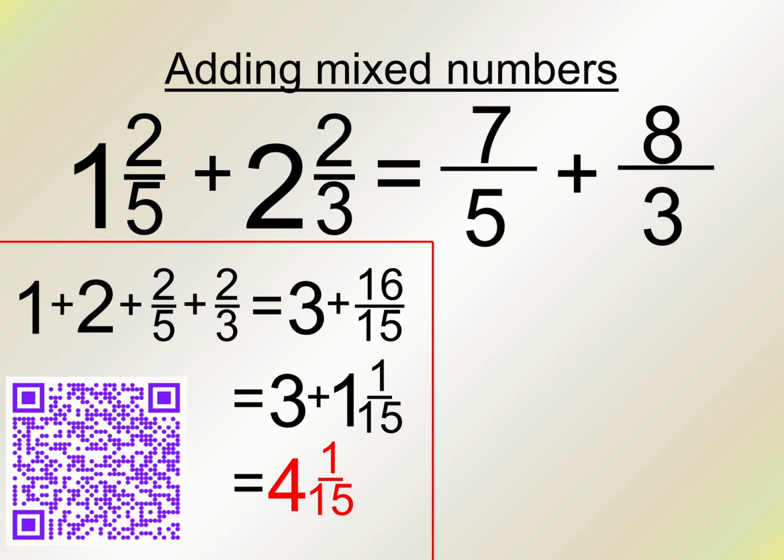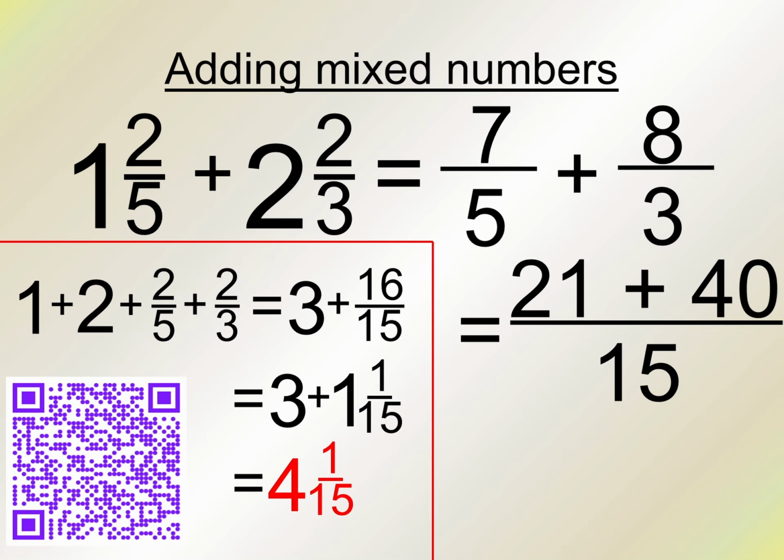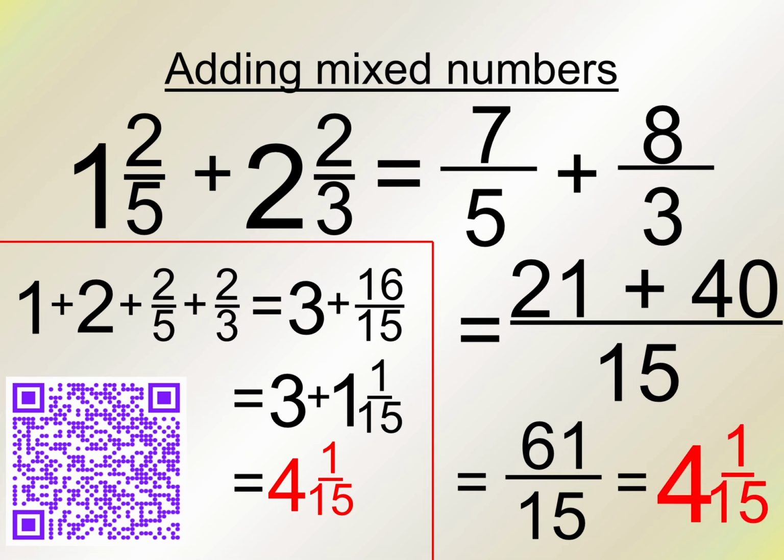Cross multiply to get your new numerators. So 7 times 3, which is 21. 5 times 8, which is 40. And simply add your numerators now. So 21 add 40 gets you 61 over 15. It's an improper fraction, so change it into a mixed number. So 15 goes into 61 4 whole times with a remainder of 1. So 4 wholes and 1/15.